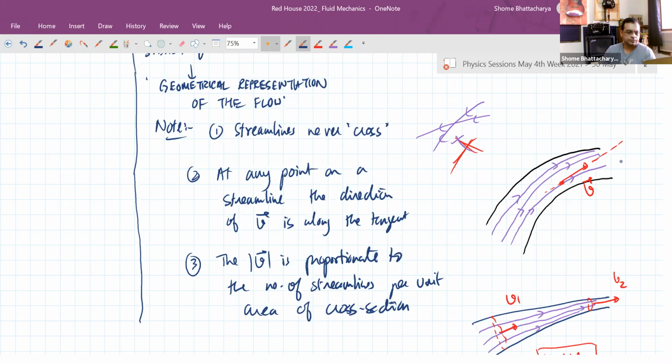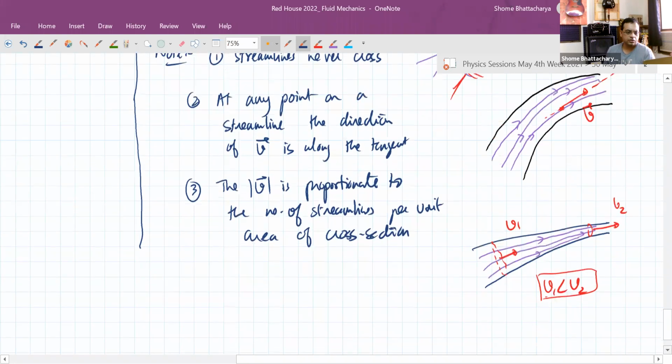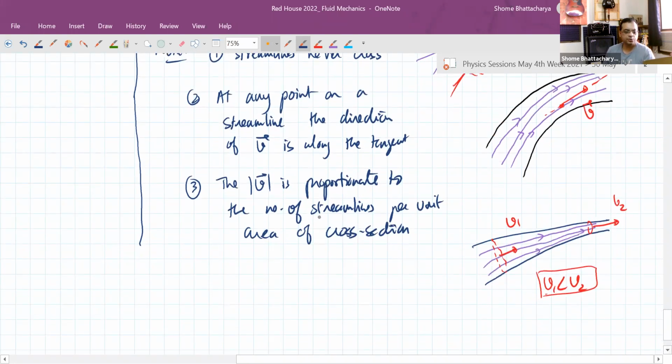Okay. And the rest is just about kinematics, basically. If you are drawing the trajectory of a stream of particles moving along a particular path, then the direction of the velocity vector at any point of time in that trajectory is nothing but the direction of the tangent. Okay. And now the third point, why the magnitude of velocity is proportional to the number of streamlines per unit area. So that means it will become inversely proportional to the area.